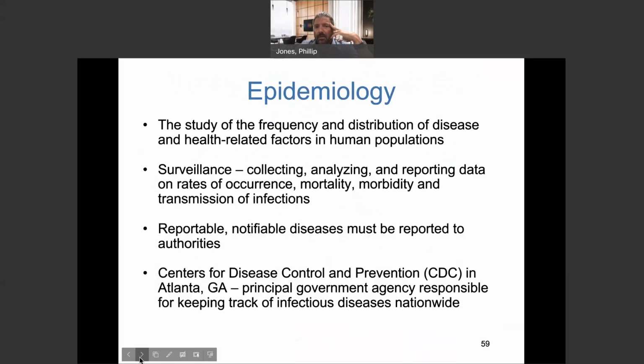All right, so epidemiology. If we have something come up, we really want to be able to trace where it came from. So you have to start figuring out, as bizarre as it is, what these people that have this have in common.